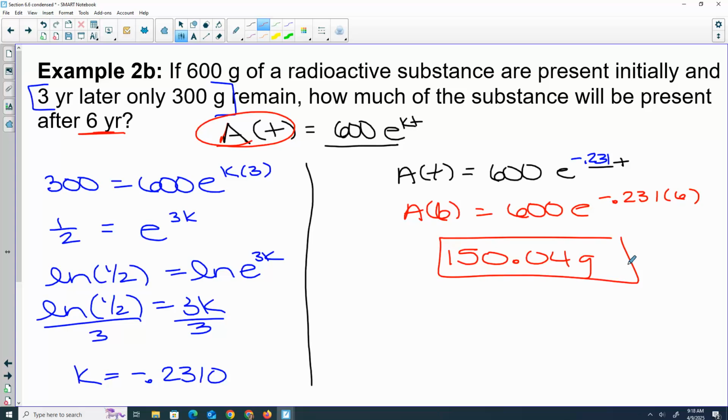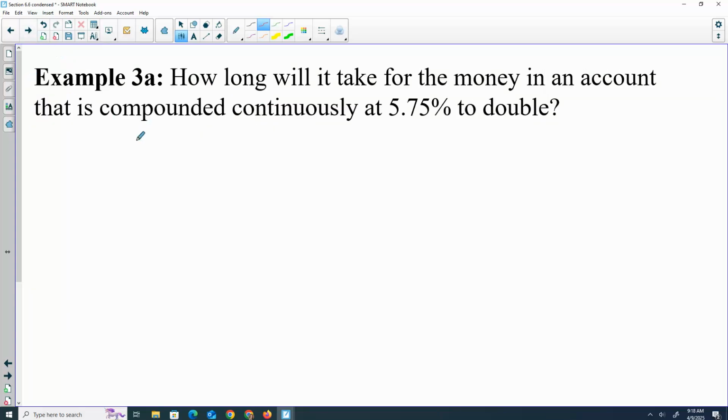Some other situations where we might have logs come up are in interest problems. That's not anything new. We've seen the interest formulas before. Remember, we had compound and continuous interest. So I did put those on the front of your notes handout just so you had those formulas again in front of you. Just like before, they would always be given to you. So if I said, how long would it take for the money in an account that is compounded continuously? When you see continuously, which formula are you using?